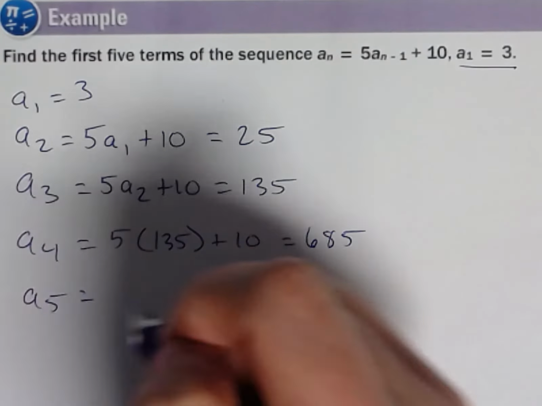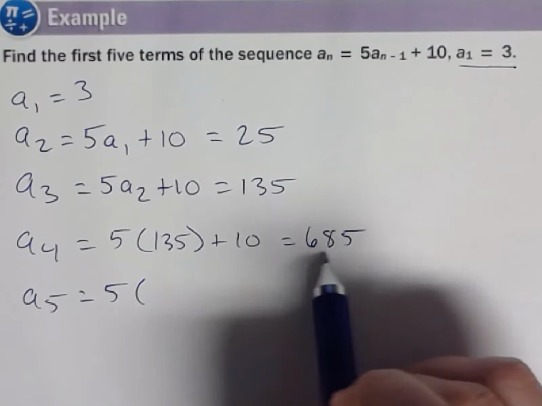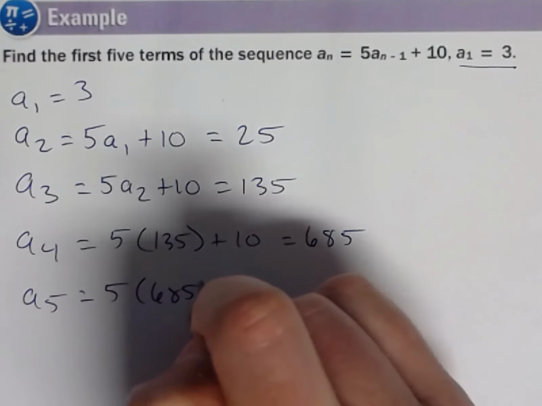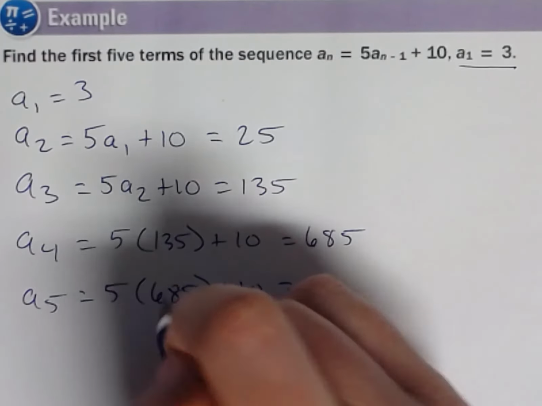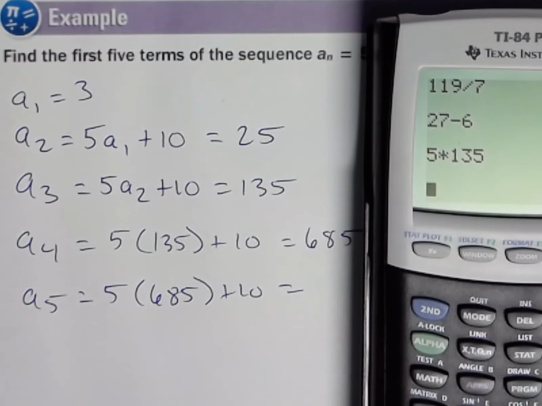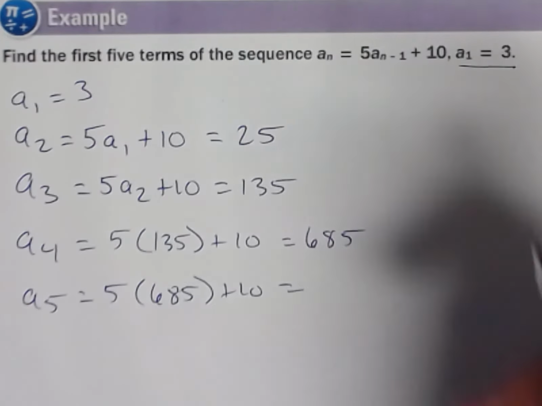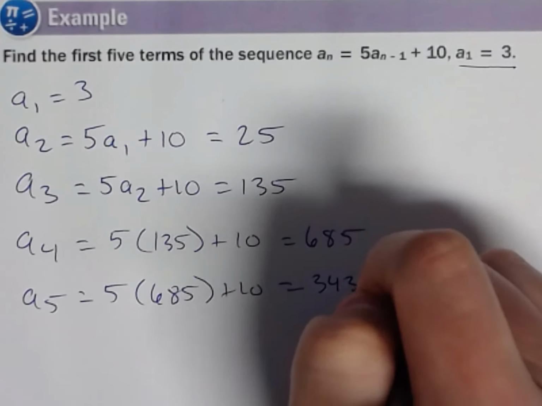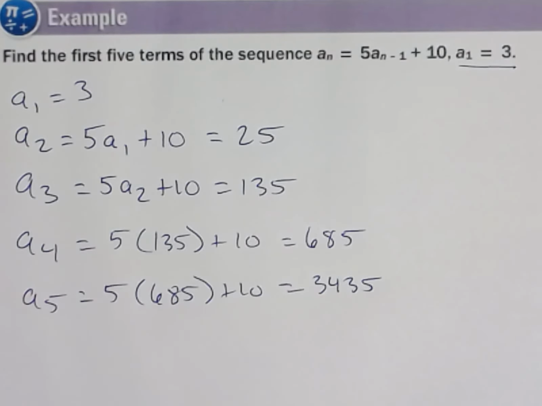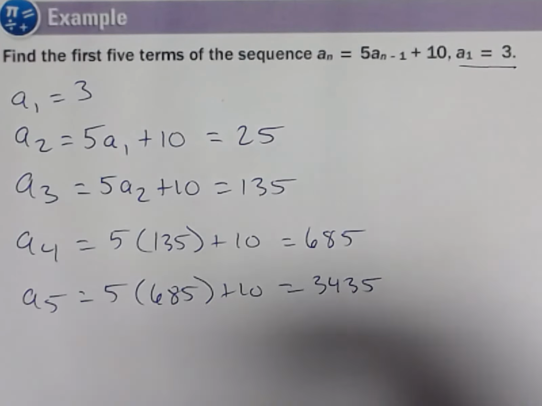And the fifth term is 5 times the fourth term plus 10. Again, I'm going to do that in my calculator real quick. So 5 times 685, 3425. And then add 10, of course, to get it. And there are the first 5 terms. So again, each time you just need to use the previous term to describe the next term.